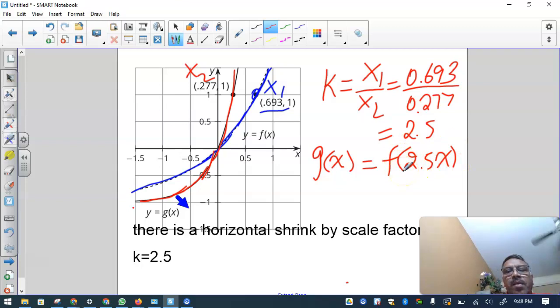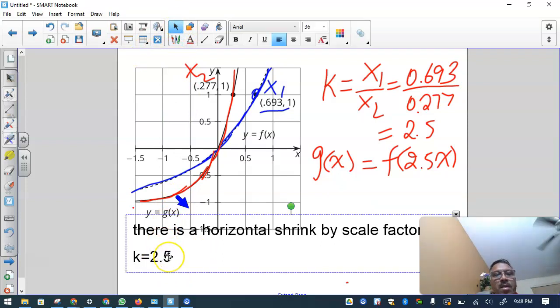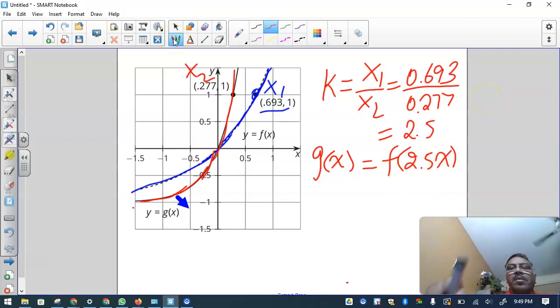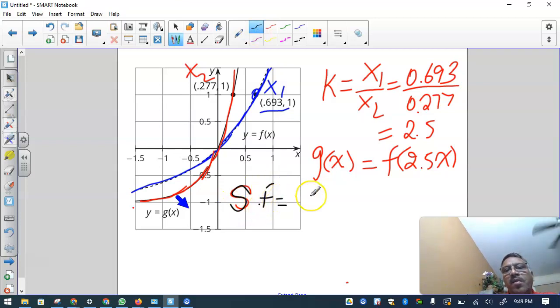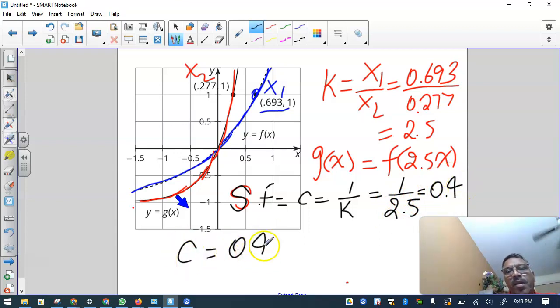But you want to write what is the scale factor. When the scale factor is different, you have to be careful here. I want to write here. See this part? Let's cancel. So this part is the scale factor. So I'll write a shortcut. Scale factor is c, which is 1 over k. It's basically 1 over 2.5. And if you work this out, then you get 0.4. So that c, which is 0.4, is less than 1.